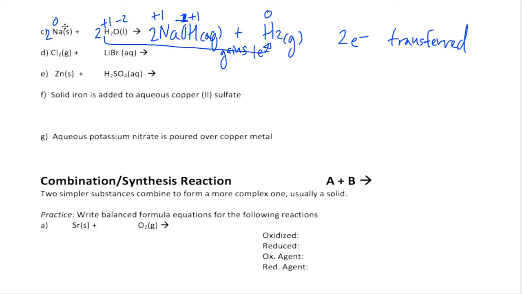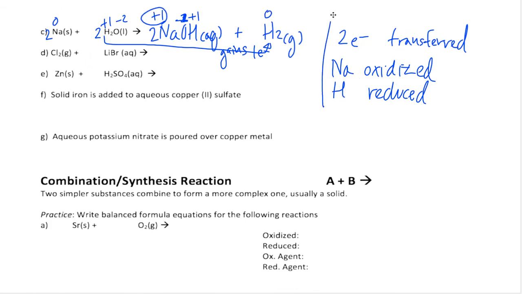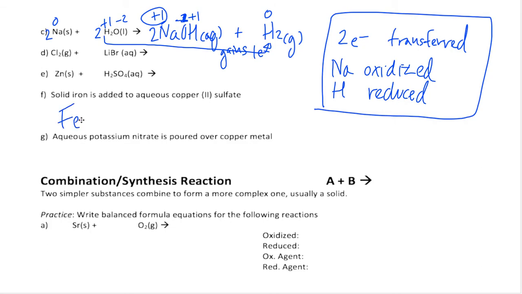Like that. And if you look at the sodium, there's 2 sodiums. Each of them lost 1. So the sodium is oxidized, and the H is reduced. Okay? And this is a practice that you can practice with these 2 as well, and you can practice with this. This is going from words to equations. So iron solid plus copper sulfate, like that. And you can see, will you have a reaction?